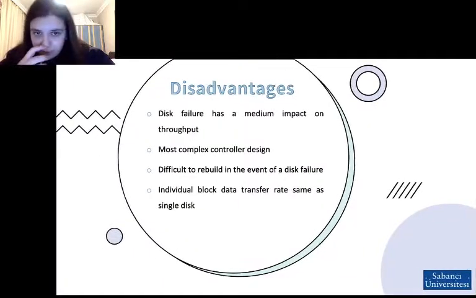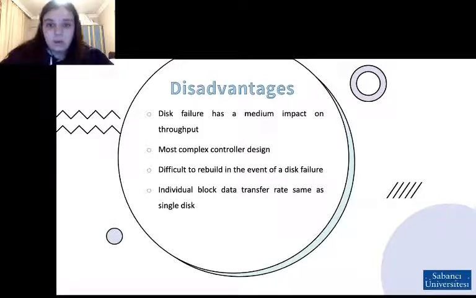Disadvantages of RAID 5. Disk failure has a medium impact on throughput. Most complex controller design. If one of the disks in an array using 4 TB disks fails and is replaced, restoring the data, we are talking about the rebuild time, may take a day or longer, depending on the load on the array and the speed of the controller. If another disk goes bad during that time, data are lost forever.